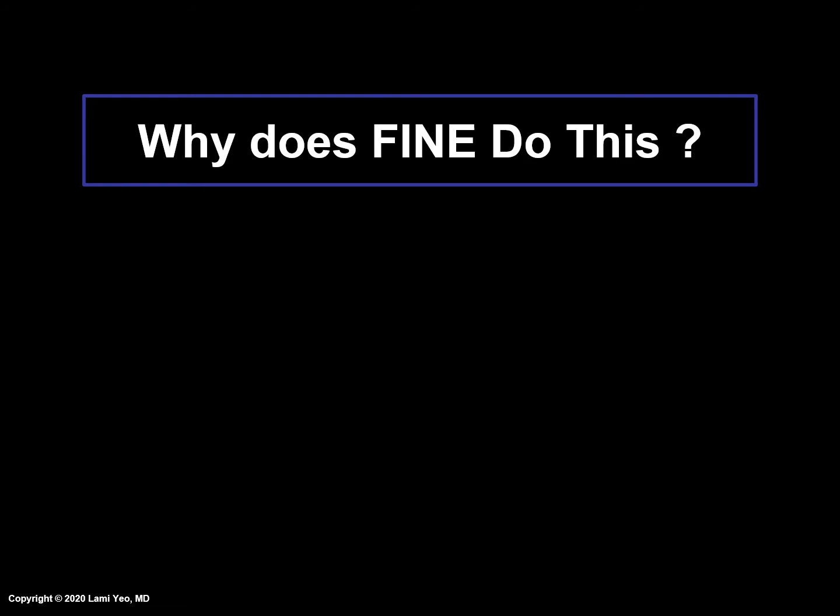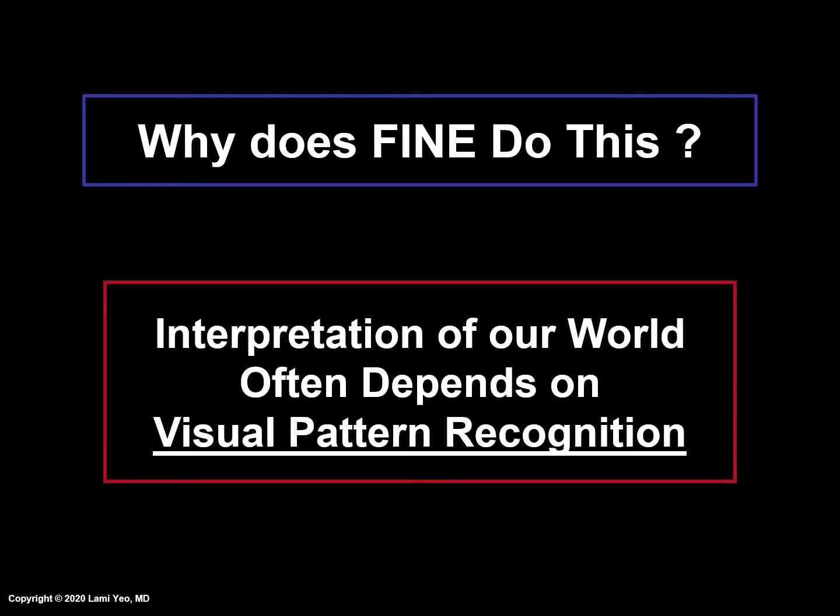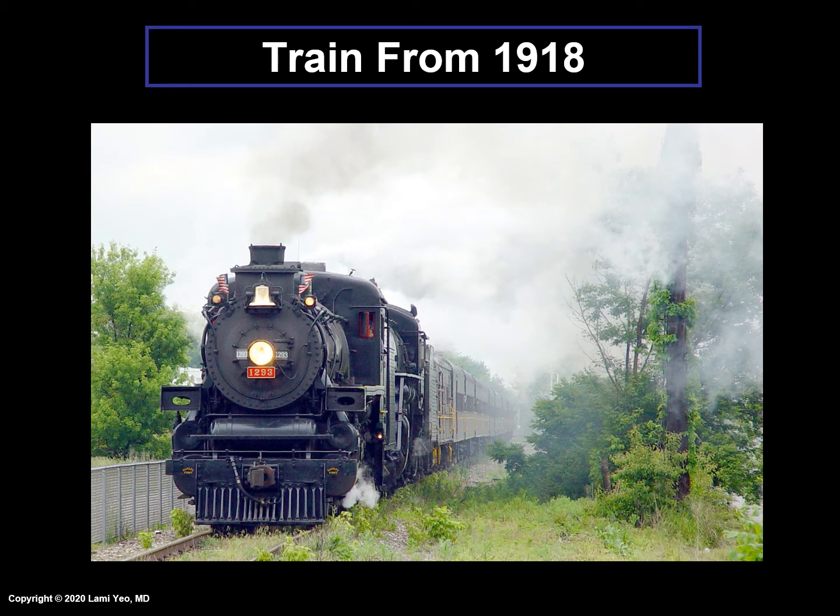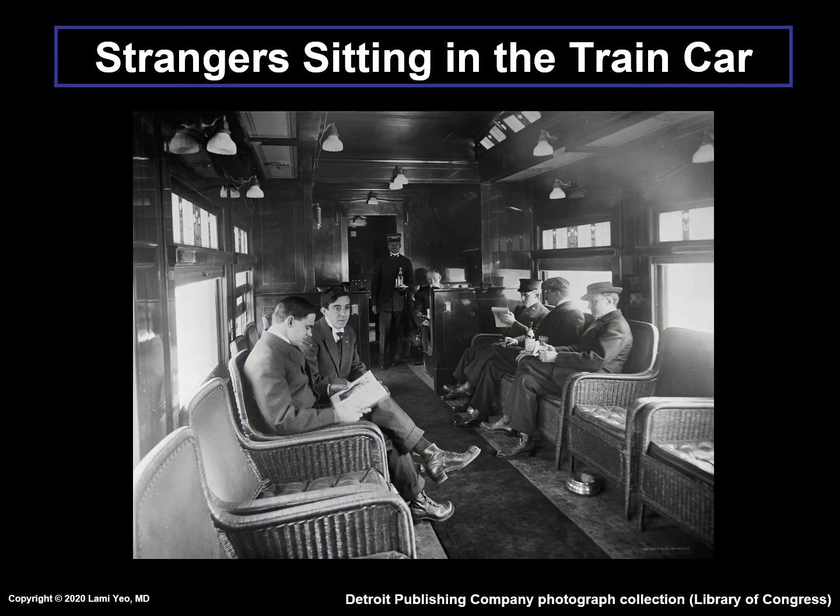Why does FINE do this? Because interpretation of our world often depends on visual pattern recognition. Here is a historical example that demonstrates this concept. This train from 1918 shows various strangers sitting in the train car.